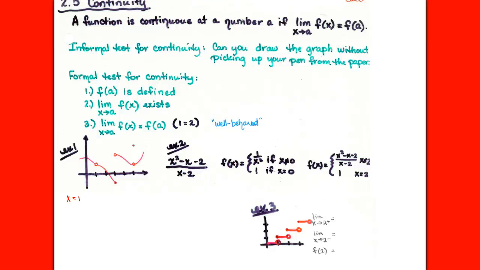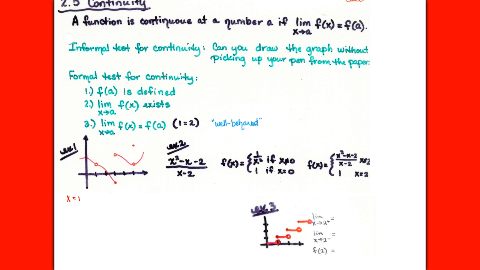Page 104, section 2.5 is continuity. When we give a definition of continuity, we've been saying that if a function is well behaved, we can also call that continuous.